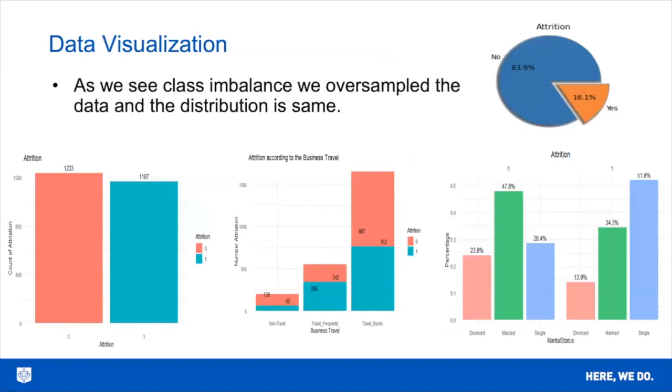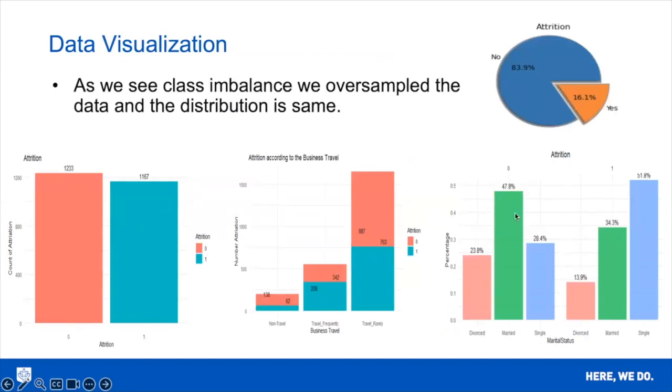So the first problem we encountered was with these visualizations. As you see up the top, we have a class imbalance. We have far more no's to attrition than yeses. So we had to figure out how to deal with that problem, and we decided to oversample, which created a better distribution between the two.